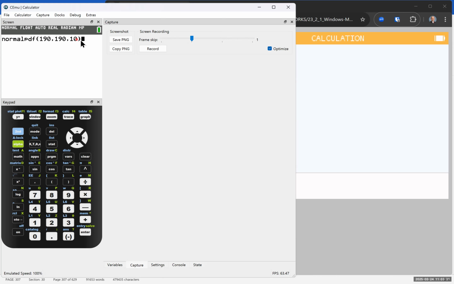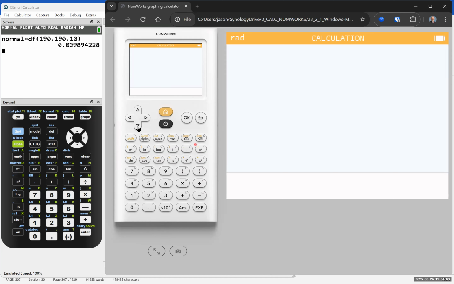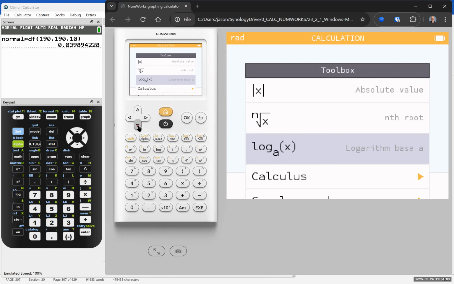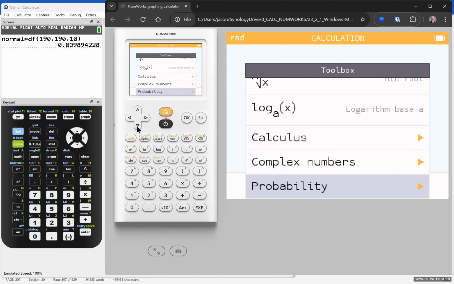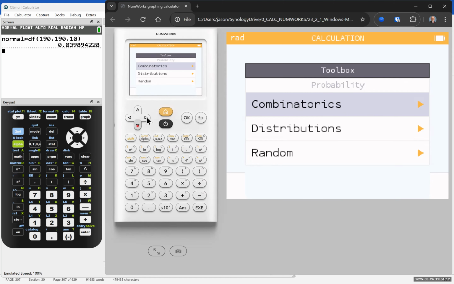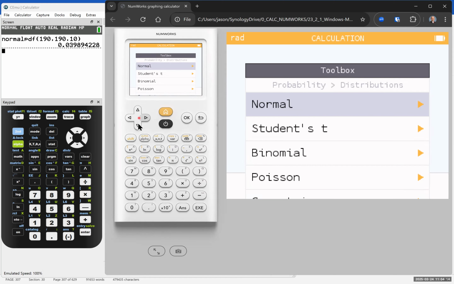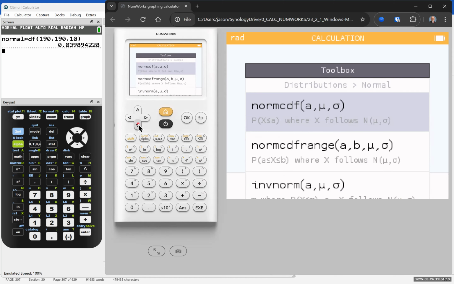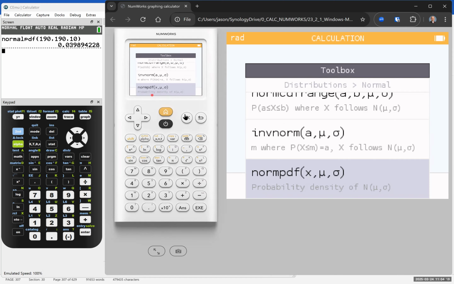Now we can do the same thing on the NumWorks calculator. Once again, we go to the calculation app. Okay. So again, here's our apps. We want the calculation app. Okay. And now we want to go to the toolbox. We'll go down to probability, distributions, normal, and then we want to go to normal PDF. And click OK.